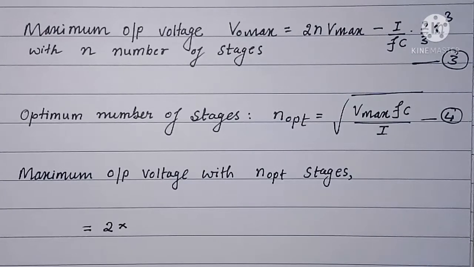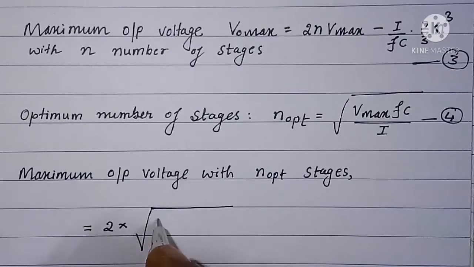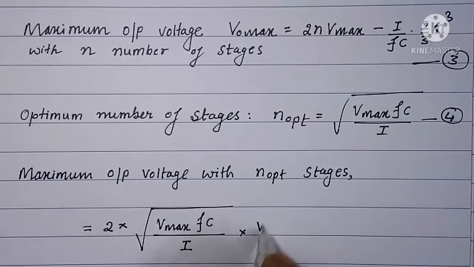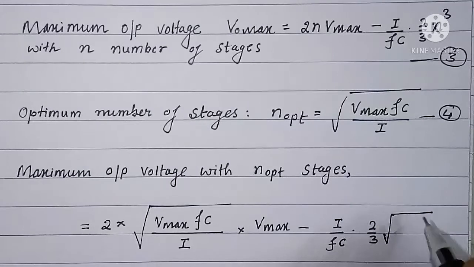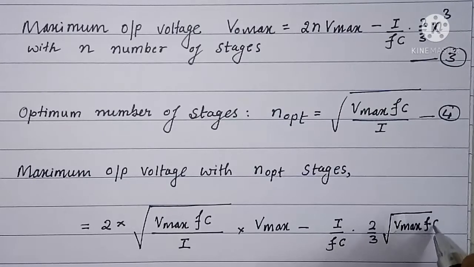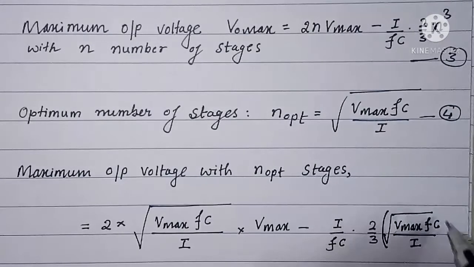2 into under root Vmax into Fc by I into Vmax minus I by Fc into 2 by 3 into under root Vmax F into C by I whole cube.